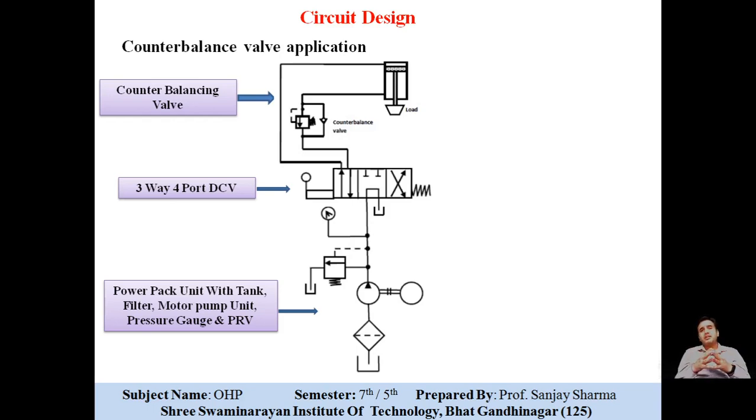Once again I will try to recall for you, friends. There are three main components to be taken into consideration. First is the power pack, second is the direction control valve, and the third is the actuator. Other than this, the pipe, hose, fittings, and NRV and PRV, that is pressure regulator valve and non-return valve. So these are the requirements, plus other valves depending on our requirement. So this is the entire construction of the counterbalance type valve application circuit.